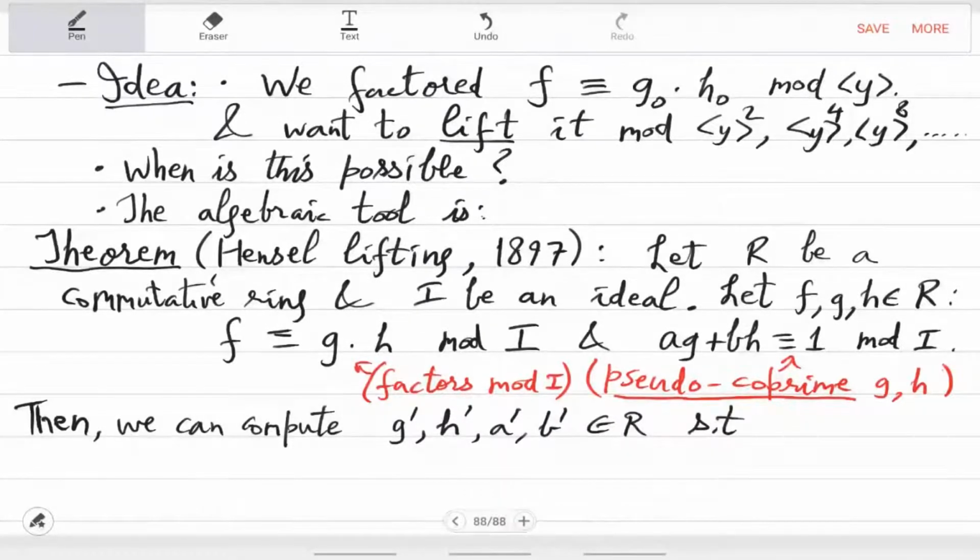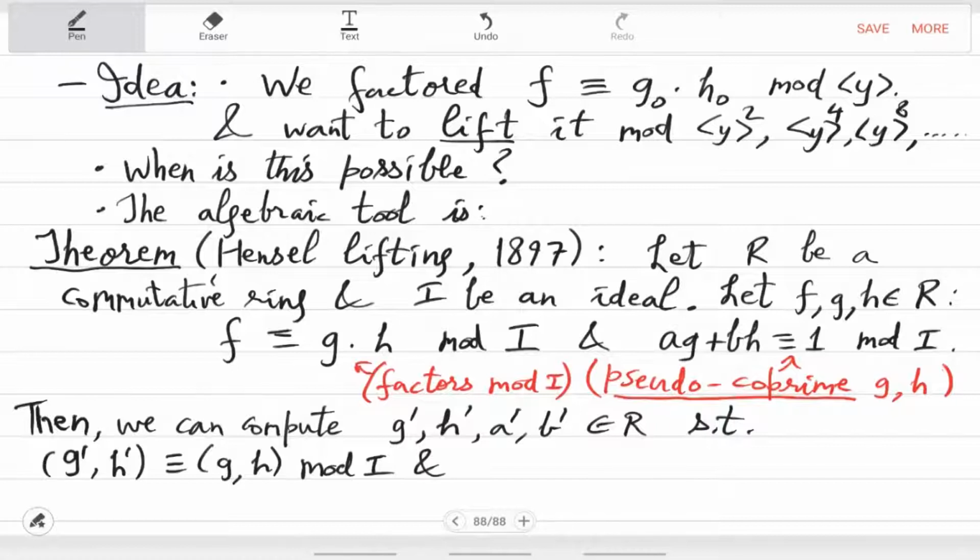in R such that, so G prime should be, in fact let's use tuple notation, so (G prime, H prime) would be the same as (G, H) respectively mod I. Okay, this is a condition which is important for lifting, that G and G prime should look the same mod I, but different mod I square possibly. And F is G prime H prime mod I square.